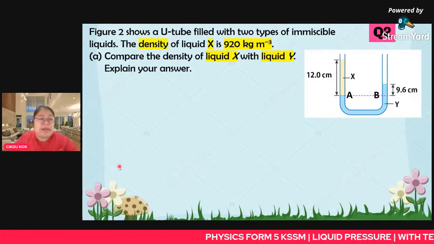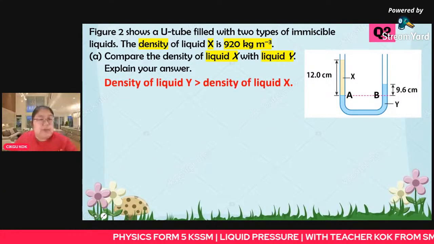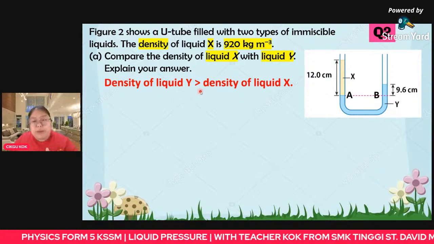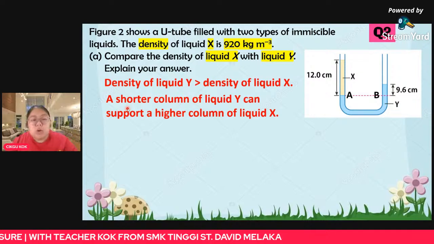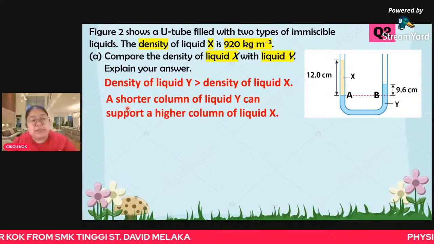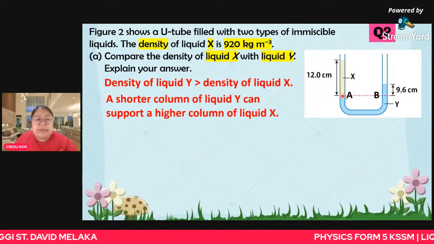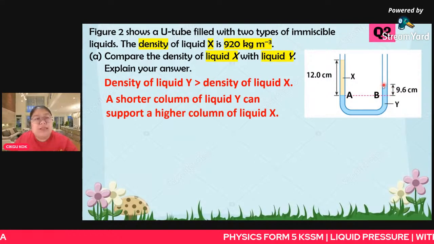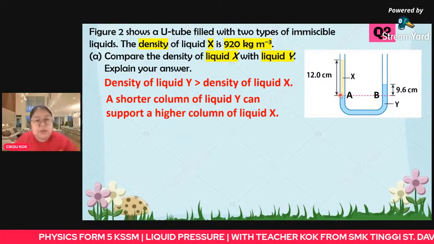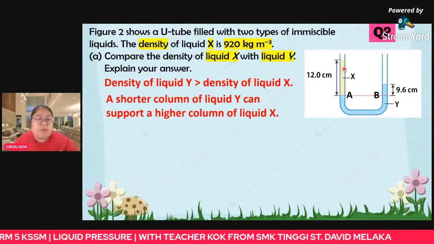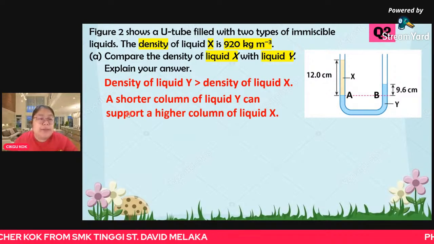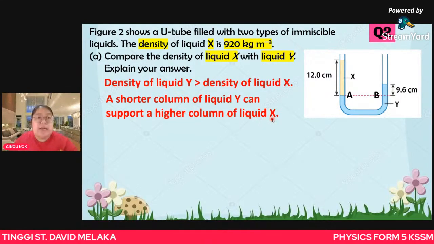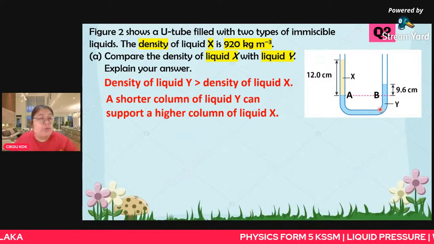Okay, so we're going to see the explanation. The explanation is the density for the Y is bigger than the X. The reason is a shorter column of the liquid Y can support. You see, this one is the same level. We are using only 9.6 cm up, and after that I can support the liquid X until 12 cm. So using the shorter column of the liquid Y, I can support the higher column of the liquid X. So from here you can do the comparison.